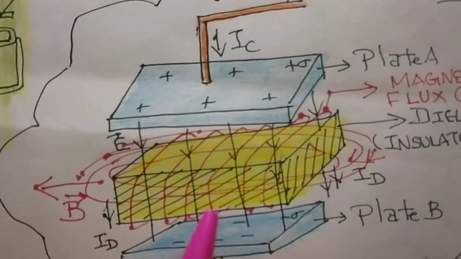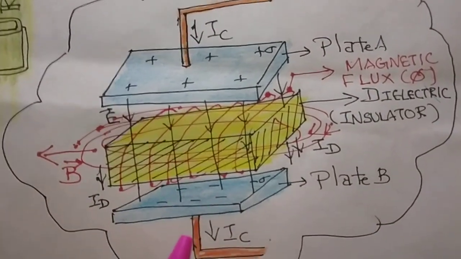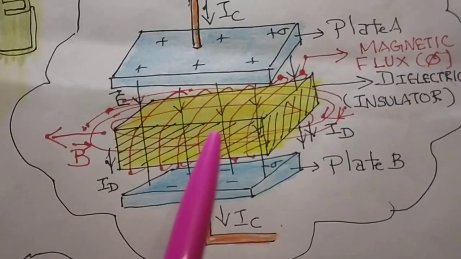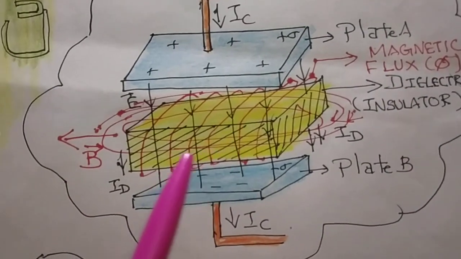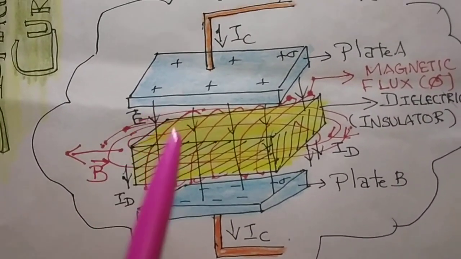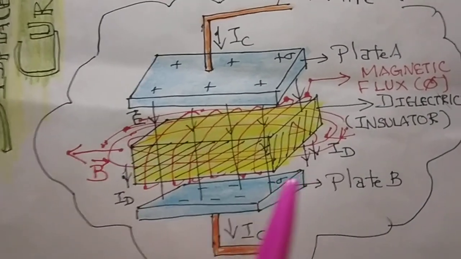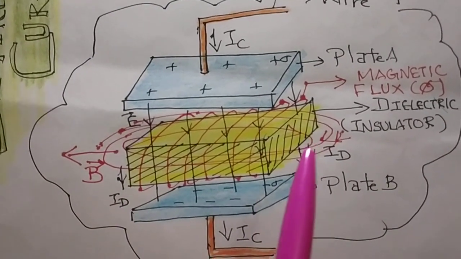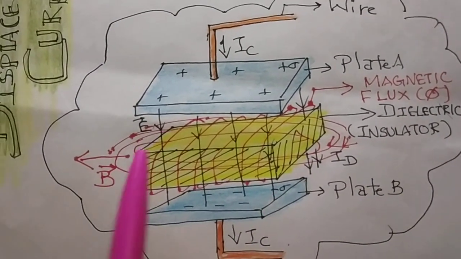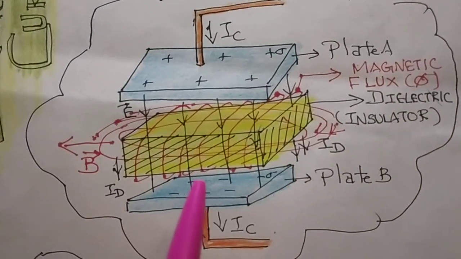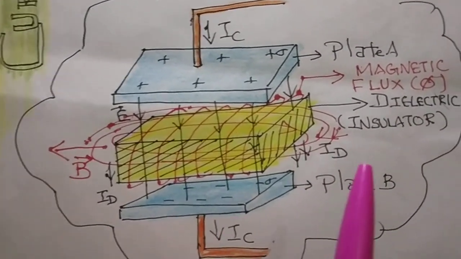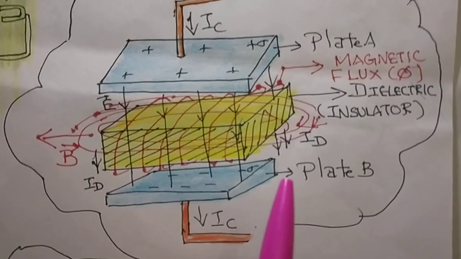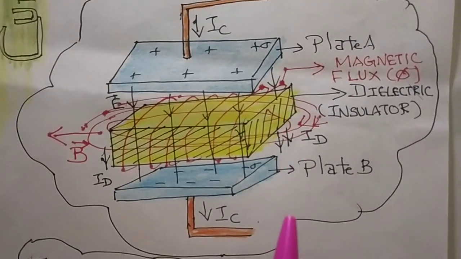When a dielectric material is introduced between the plates of the capacitor, during charging or discharging of the capacitor, the magnetic field will act along this direction, and because of this electric field, electric flux will be linked with the insulator or dielectric. This change in electric flux produces a current known as the displacement current, I suffix D, which also acts along the direction of IC, along this direction.